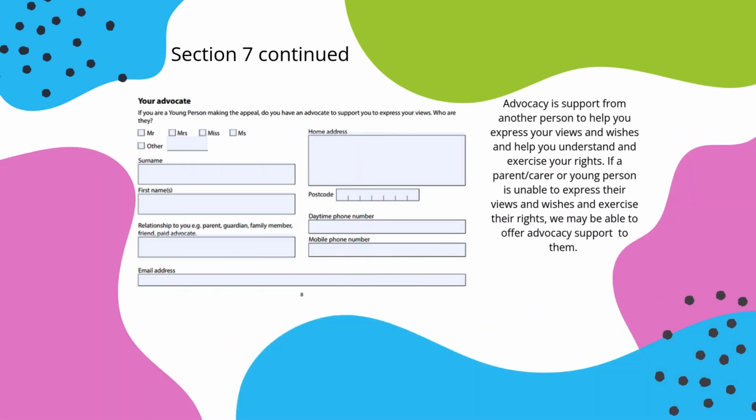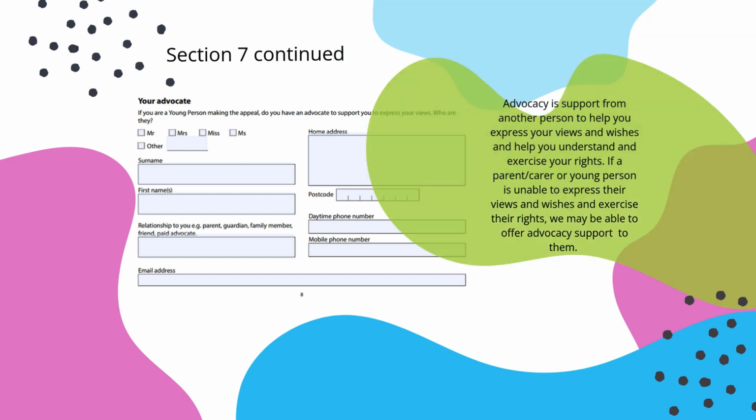Section 7 continues and asks if there is an advocate supporting with the appeal. Advocacy is defined as support from another person to help you express your views and wishes and help you understand and exercise your rights. If a parent, carer, or young person is unable to express their views and wishes and exercise their rights, we may be able to offer advocacy support to them.